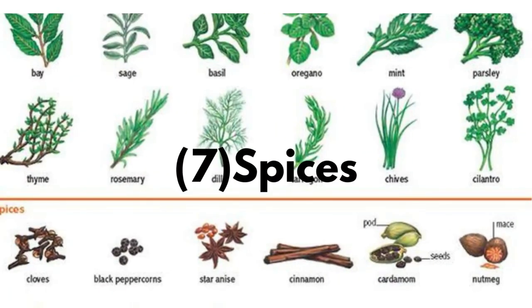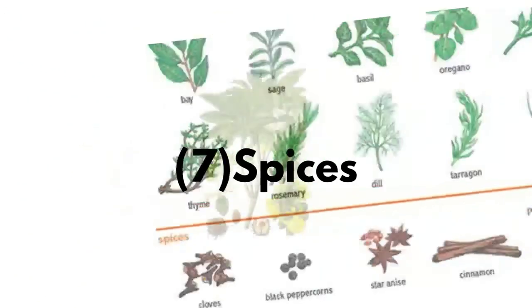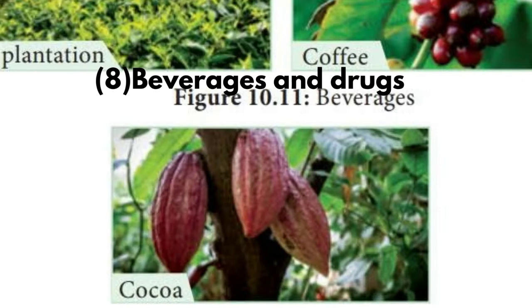Number seven group of plants we're going to study based on agricultural classification are the spices. Now, the spices are a group of crops that are used as flavoring agents. They are used to add flavor to foods. Examples are nutmeg, bay, thyme, rosemary, curry, etc.